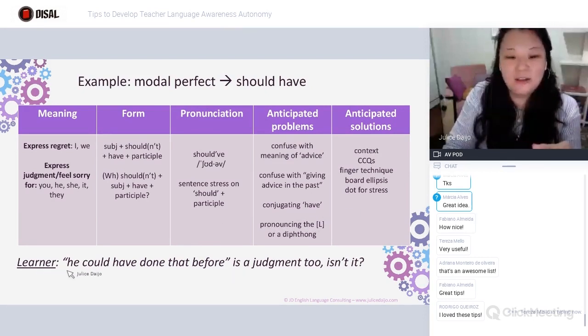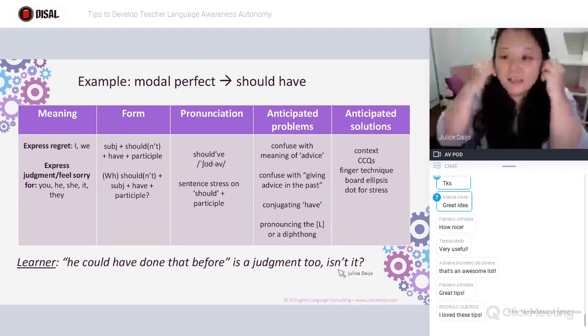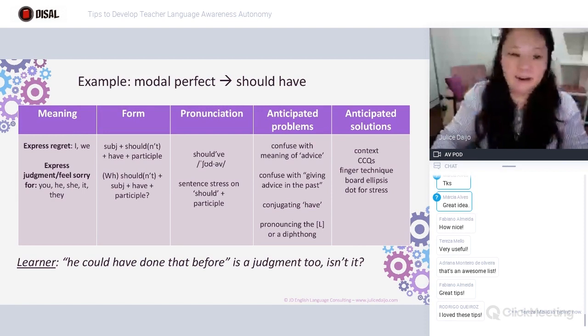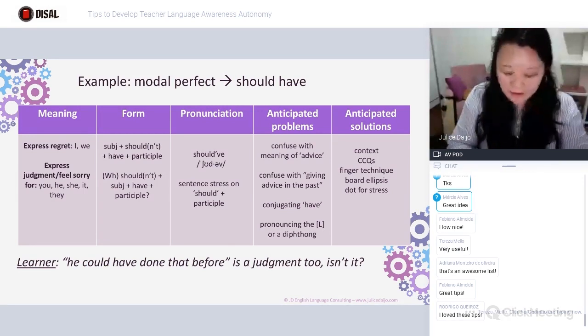And then after you teach your lesson, you're going to collect the questions that the learners brought up. So here was one that came up during this lesson. He could have done that before. Is a judgment too, isn't it? He could have done that before. Do I have to use should have?